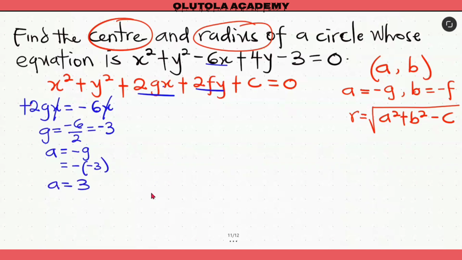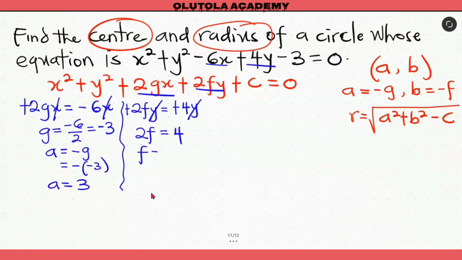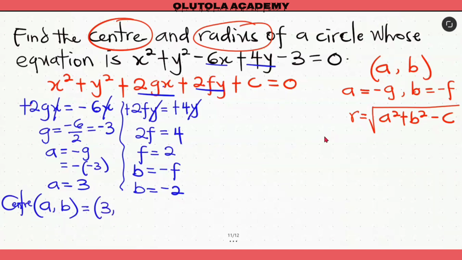Then I compare this with this. I'm going to have 2fy, which you know is positive, equals positive 4y. So we have 2f equals 4, so f equals 4 divided by 2, f equals 2, and you know that b equals negative f. B now will be equal to negative 2. So I have a and b, that's the center of the circle. I have it to be (3, −2).